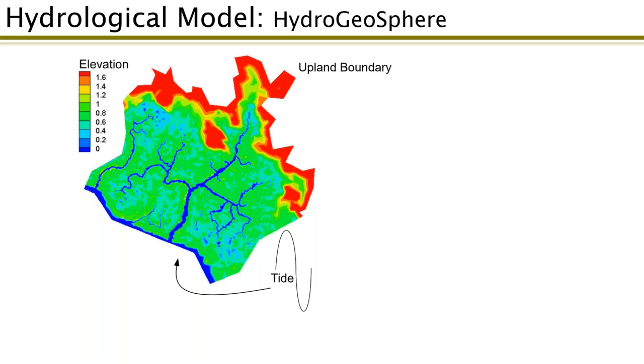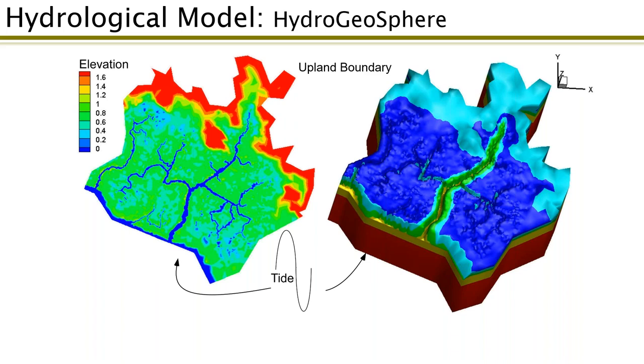It's a coupled surface, subsurface, variably saturated, and coupled saturated, unsaturated model. We have a tidal boundary condition, which is the St. Jones River at the bottom here, and the upland boundary condition is based on monitoring well data. This model has been calibrated to field data that we've been collecting for the past few years, giving confidence in the model results.